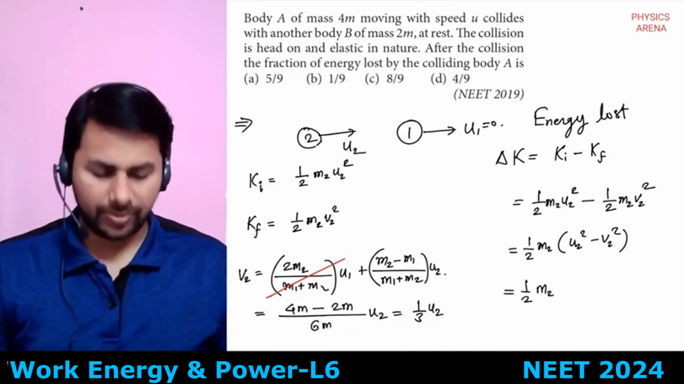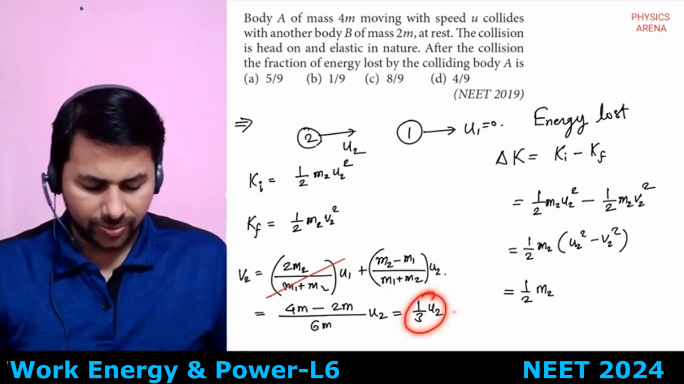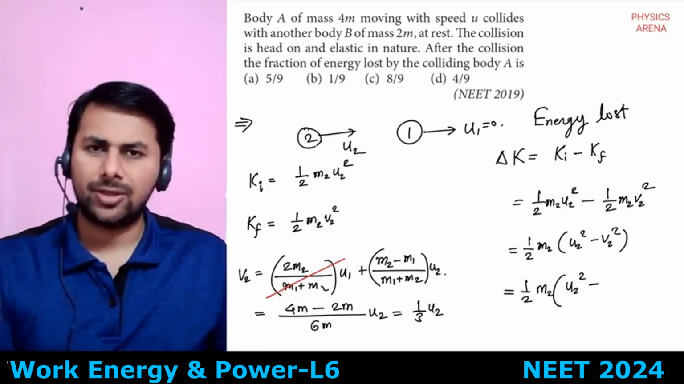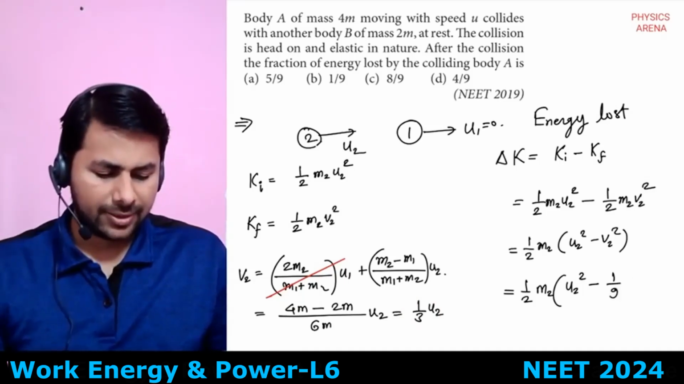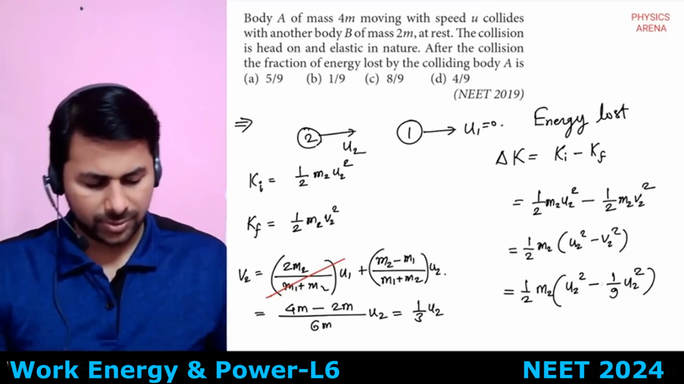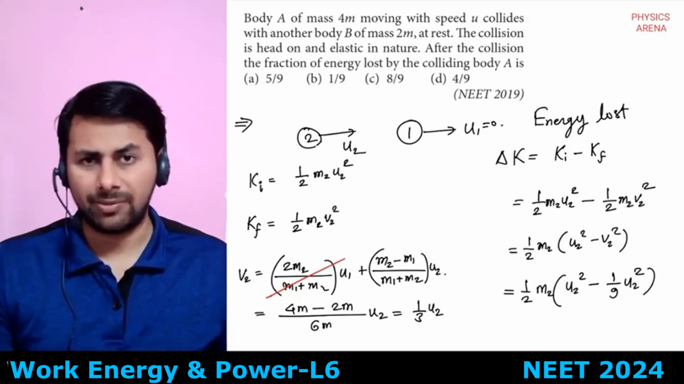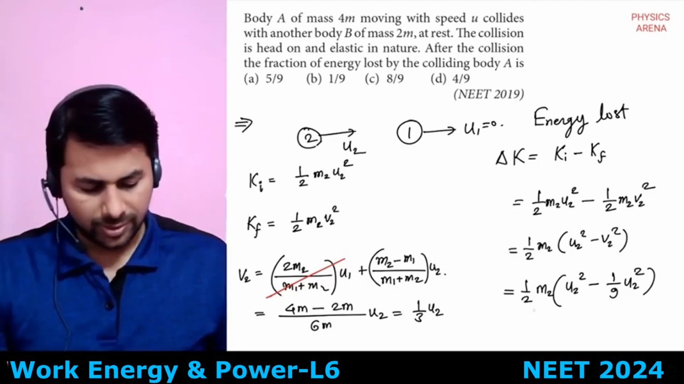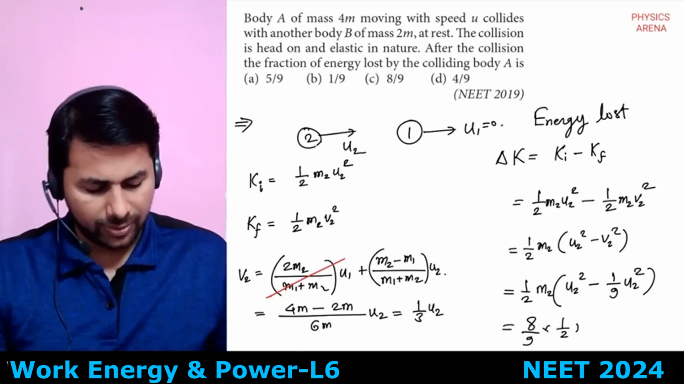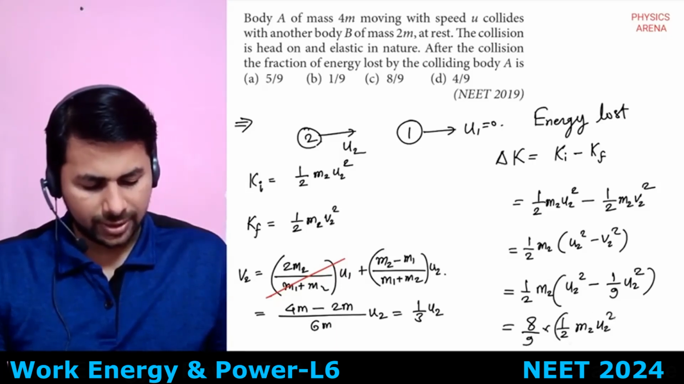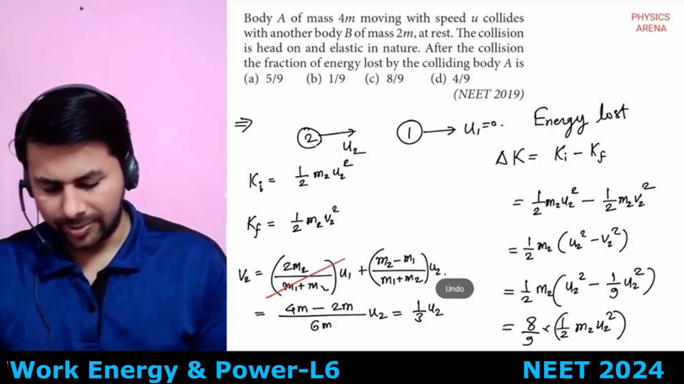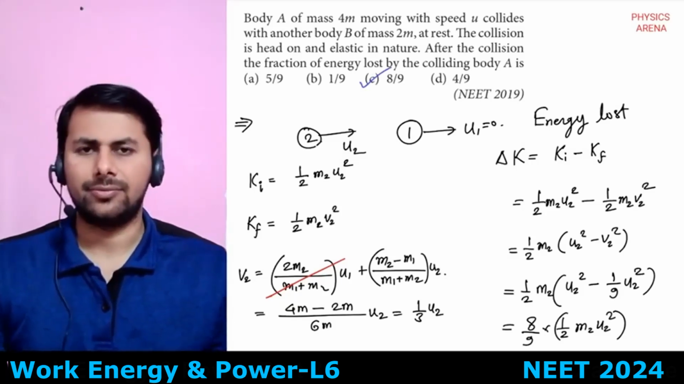Half of M2 multiplied by U2 square minus 1/3 of U2 square, which is 1 by 9 of U2 square. So how much will that be? This will be 1 minus 1 by 9, which is 8 by 9. So 8 by 9 of half of M2 U2 square. This is the answer. It loses by the factor of 8 by 9.